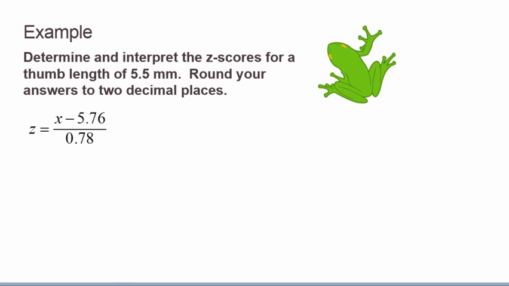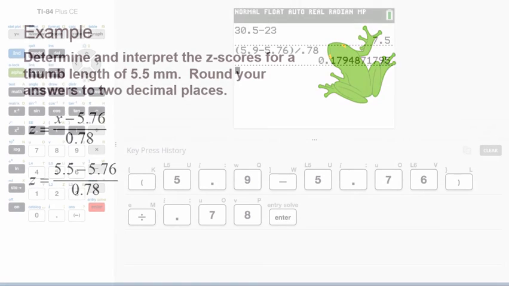Example: determine and interpret the z-score for a thumb length of 5.5 millimeters. Round your answer to 2 decimal places. Again, we're going to use our standardized version of x. z equals x minus 5.76 divided by 0.78. Replacing x with 5.5, we are ready to calculate our answer.